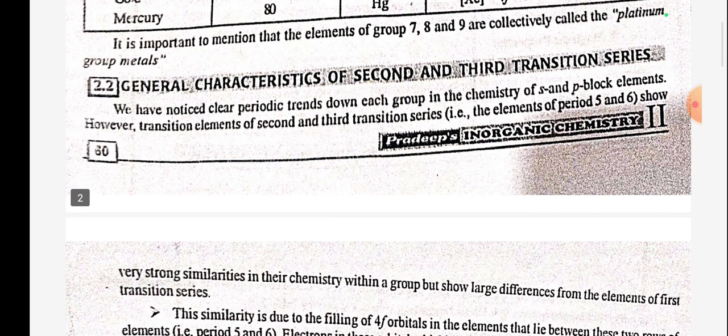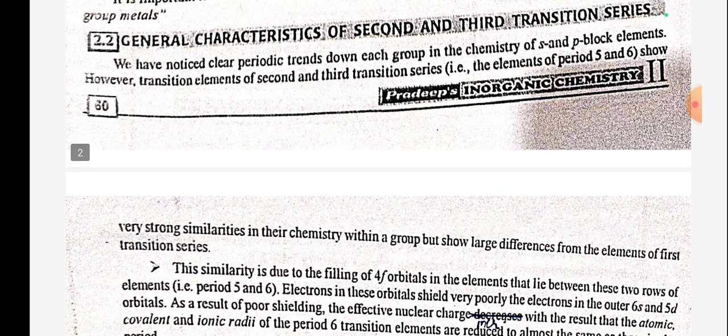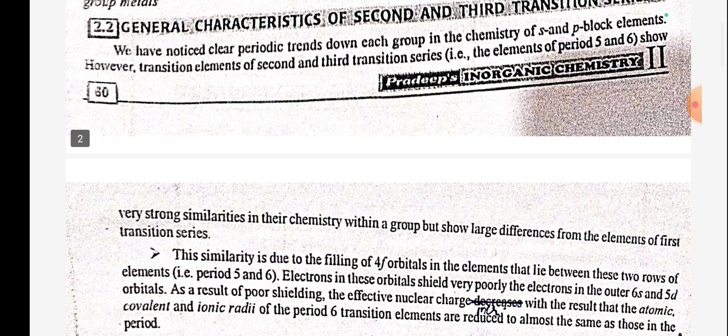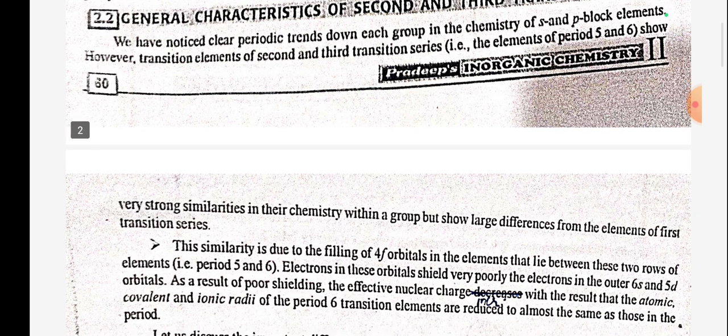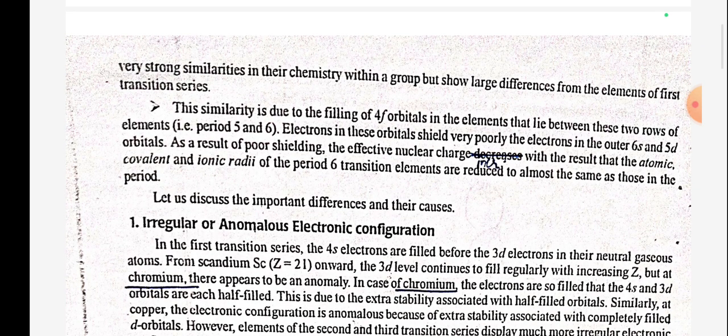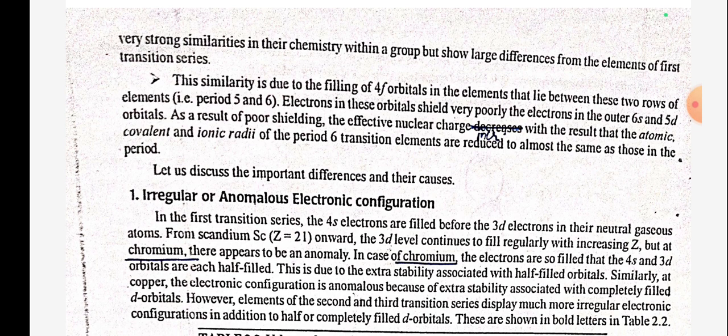General characteristics of second and third transition series. We have noticed clear periodic trends down each group in the chemistry of s and p block elements. However, in the transition elements of the second and third transition series, the elements of groups 5 and 6 show very strong similarities in their chemistry within a group but show large differences from the elements of the first transition series. This similarity is due to the filling of 4f orbitals in the elements that lie between the two rows of elements.